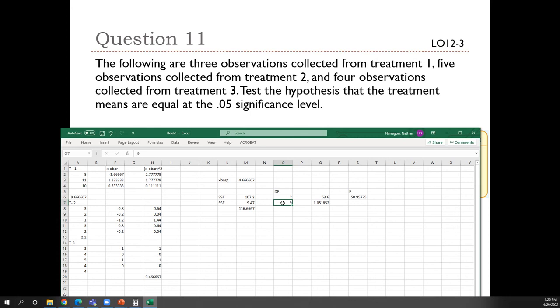Now we could develop a formula, but it's just probably going to be easier just to put degrees of freedom. We come out to 53.6, 1.05. Then of course divide gives us our F, which again 50.96 is significantly higher than 4.26, which means null is going to be rejected. At least one mean is different.